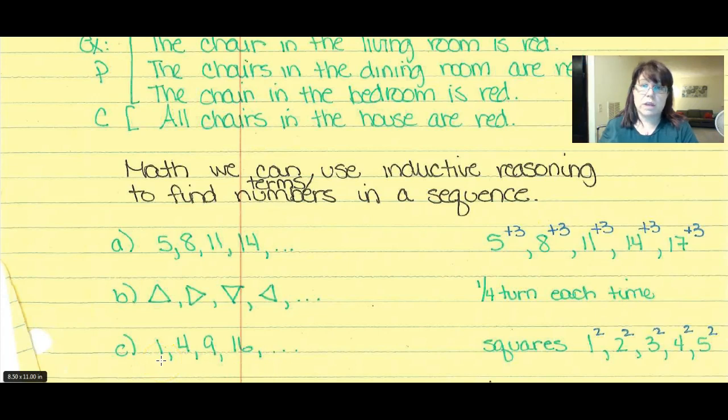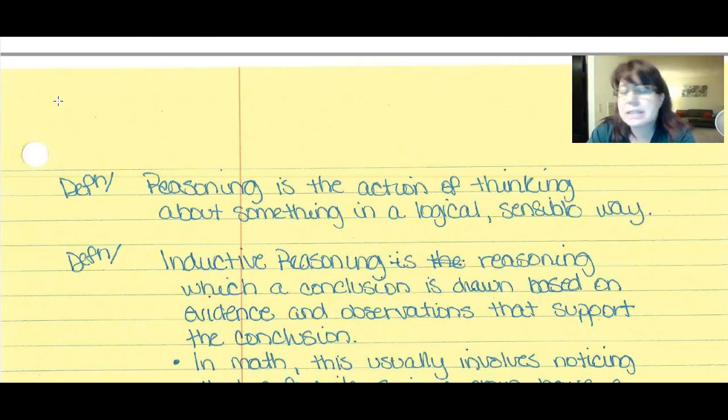1 squared is 1. 2 squared is 4. 3 squared is 9. 4 squared is 16. The likelihood of our next number is 25, 5 squared, and then 6 squared, and then 7 squared, and so on. With math, it's really difficult when we don't talk the same language. So let's get some definitions down.